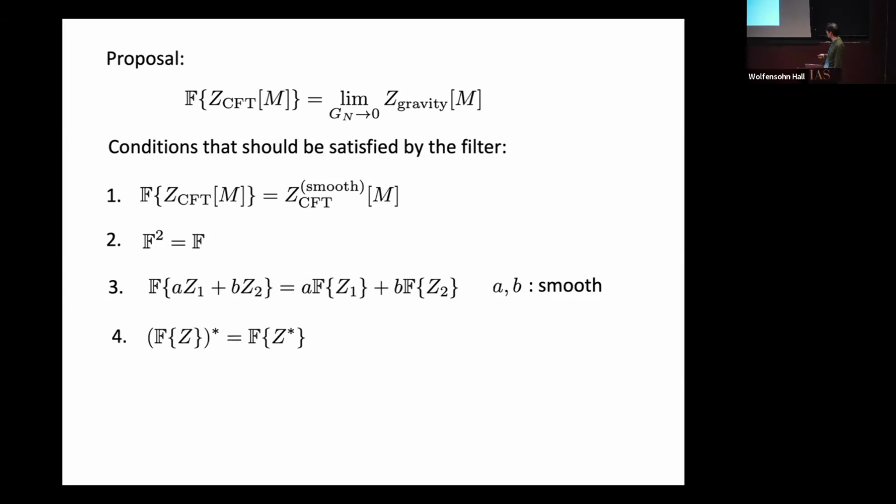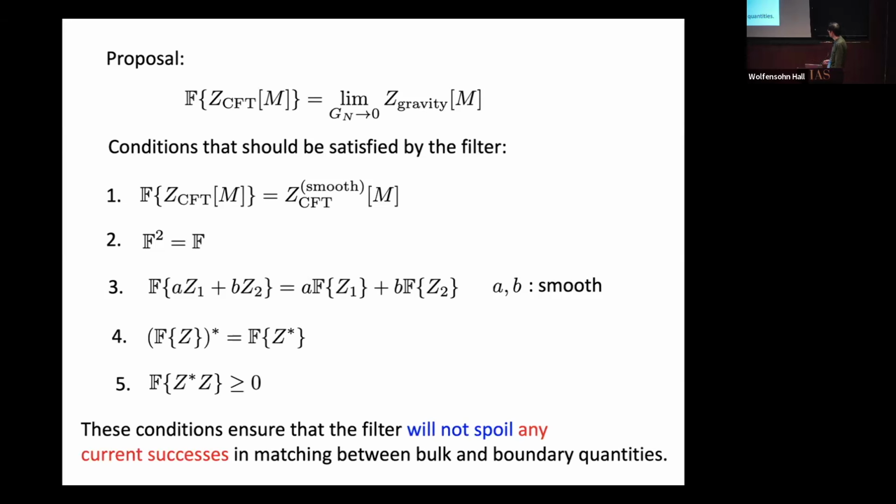And also you require F to be real, so that it doesn't add additional phases when you do this filtering. And also you require this to be positive, so that originally positive things remain positive when they go through the filter, to be compatible, for example, with unitarity. So these are some basic conditions we can imagine should be satisfied by this filter. In particular, these conditions will ensure that the filter will not spoil any current success in relating the bulk and the boundary quantities. So currently, there are already tremendous successes.